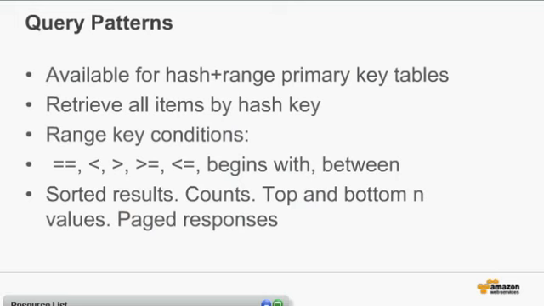DynamoDB can sort your results. You can work with counts, and you can retrieve the top and the bottom end values. And you should expect paged responses for very large queries, where each page is limited to 1 megabyte in size for each API call. And you can then call the next page with a token that DynamoDB will give you, so you'll know when you're being paged. So these query patterns allow you to build very complex, very supportive queries for your mobile applications.